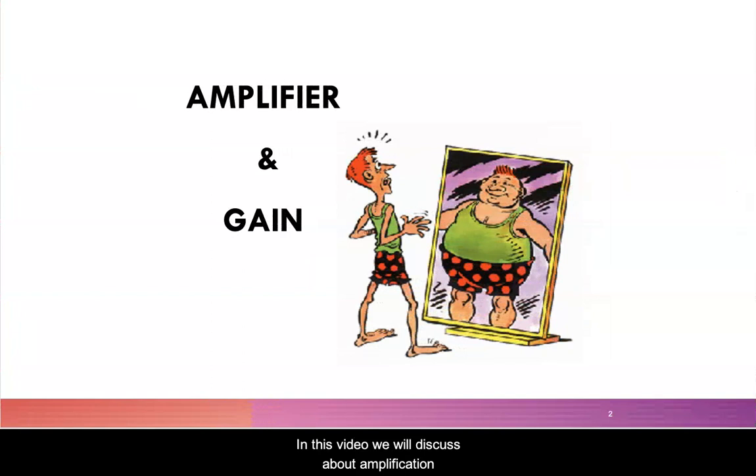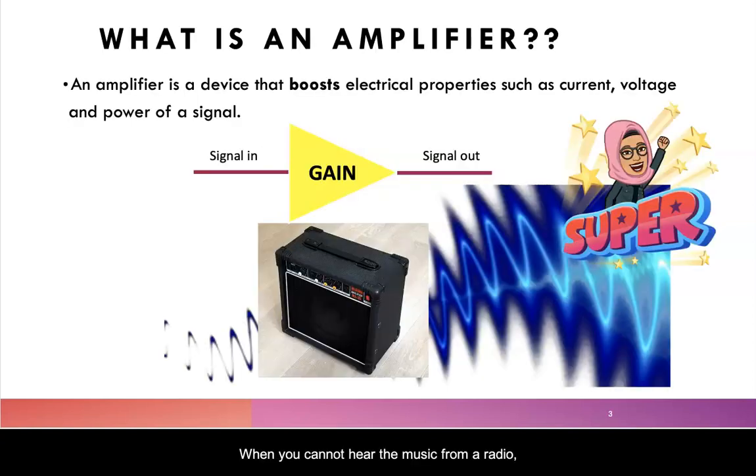In this video, we will discuss amplification. Let's consider these situations. When you cannot hear the music from a radio, you turn up the volume. When the picture on your television is too dark, you increase the brightness setting. Note that in both cases, we are taking a weak signal and making it stronger by increasing its power level.